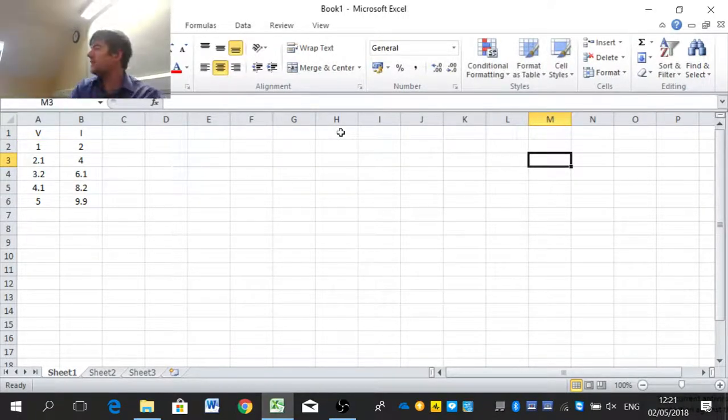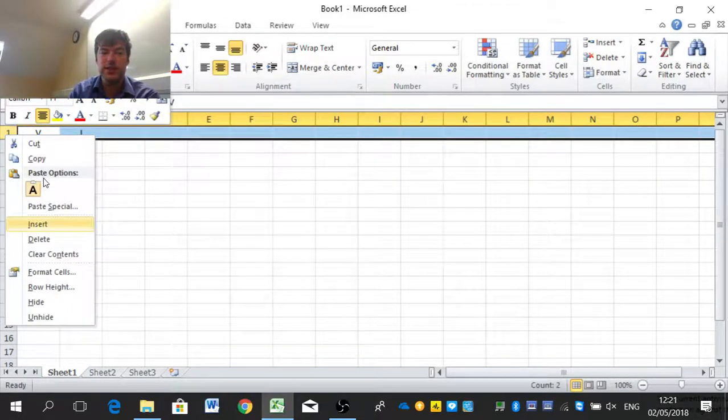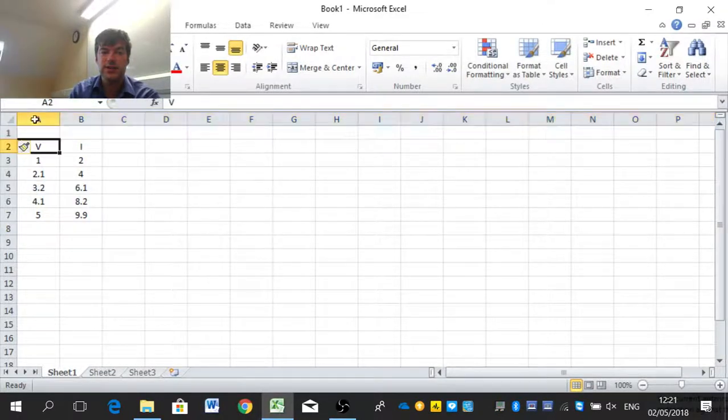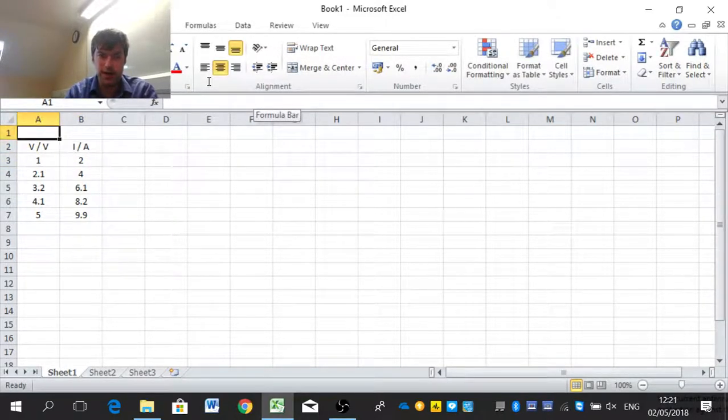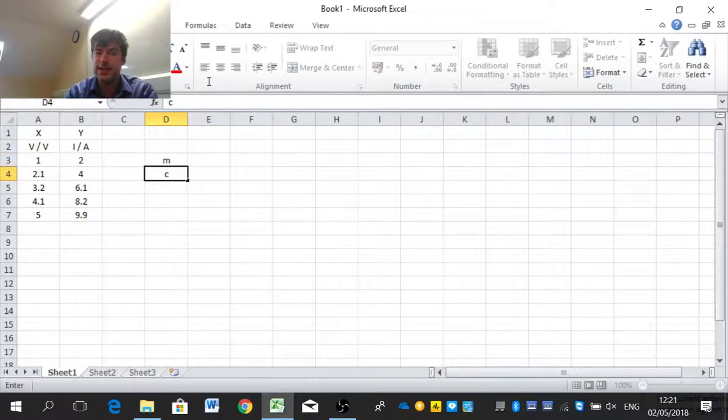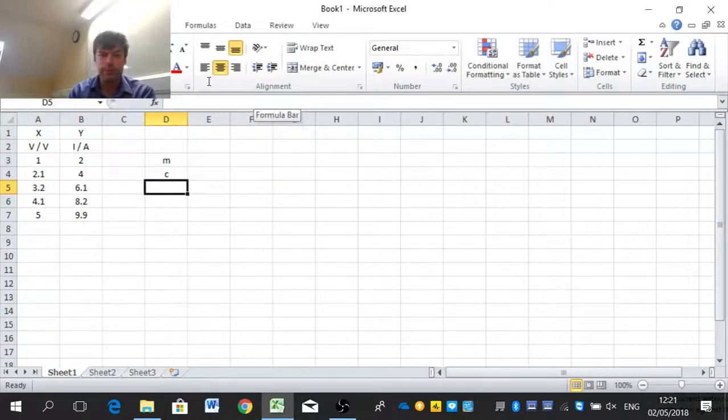Okay. Now, the calculation. The first thing we want to calculate is the equation of the line. It's good if you can try and remember which one is the x and which one is the y. So this V, which is in volts, and this I, which is in amps: this one is going on the x and this one's going on the y. So the first thing we'll get is the m and then we'll get the c.